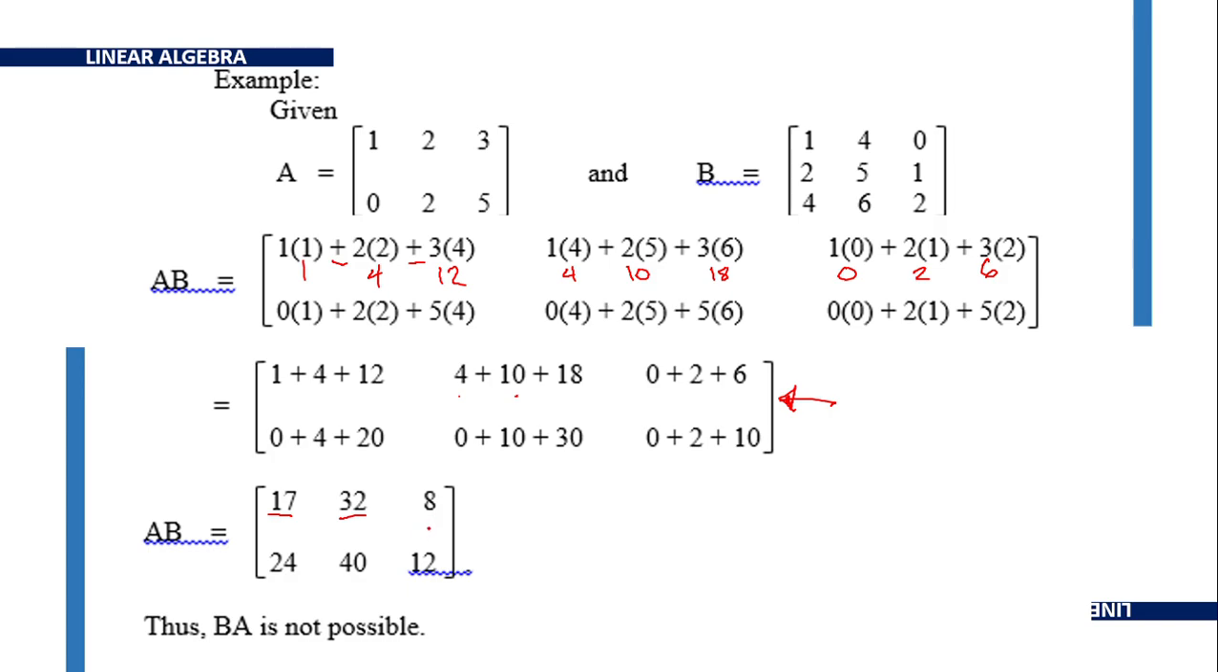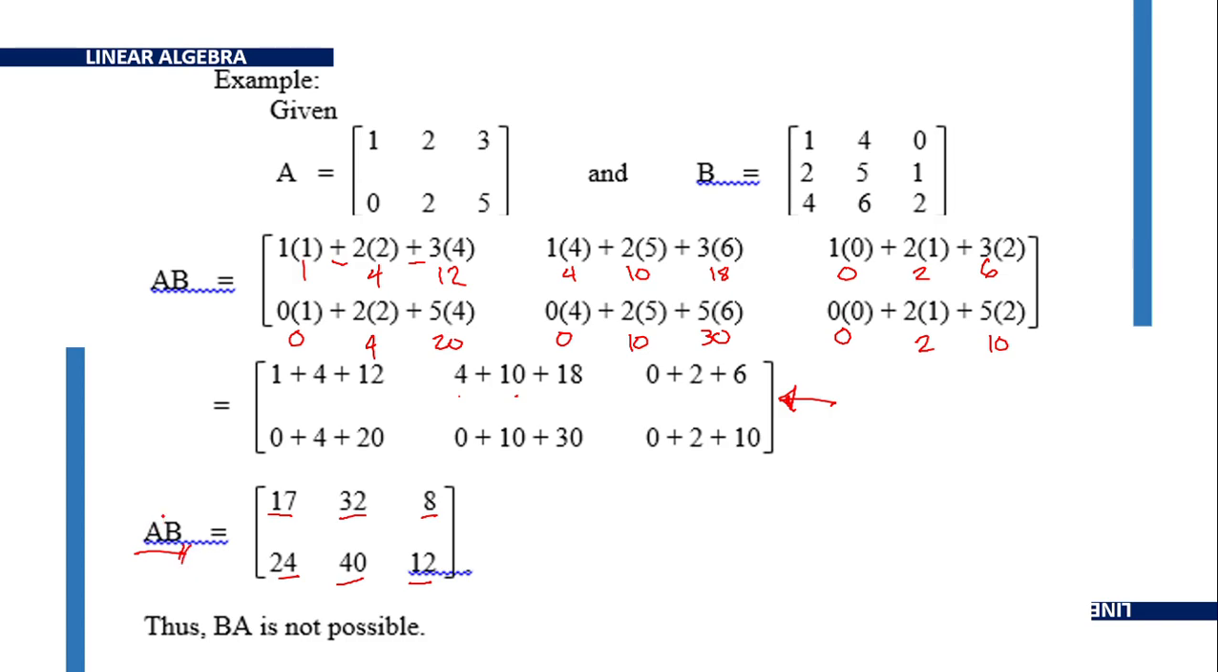We have 8. Then dito naman sa baba, we have 0, we have 4, and we have 20. 0, we have 10, we have 30, and we have 0, we have 2, and we have 10. So we'll just need to simplify it. So we have 24, 40, and 12. Okay, so this is our A matrix AB.